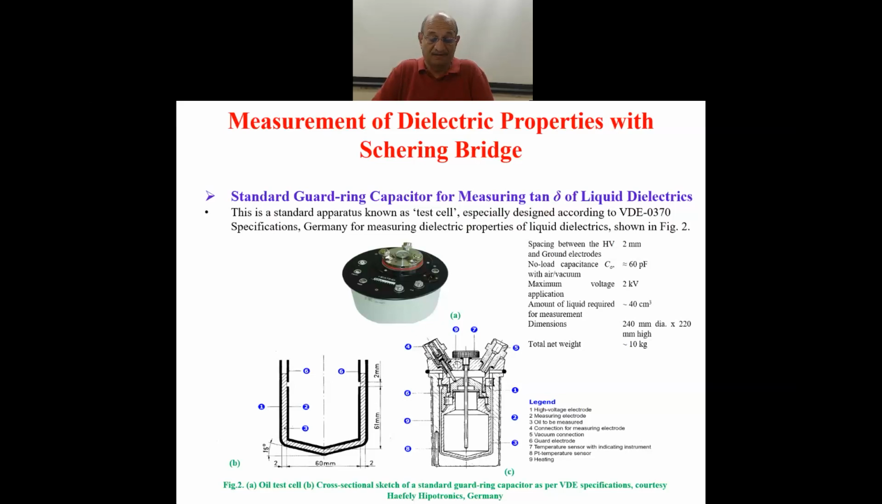So this is a standard apparatus known as a test cell, especially designed according to VDE 0370 specifications in Germany for measuring dielectric properties of liquid dielectrics. And this, as you see, is the overall view of the capacitor, the standard capacitor, guard ring capacitor, you call it.